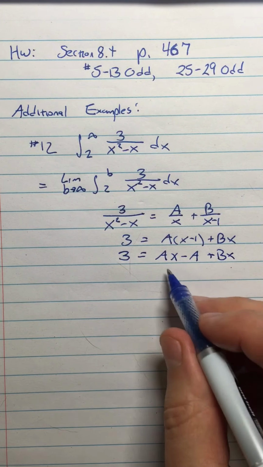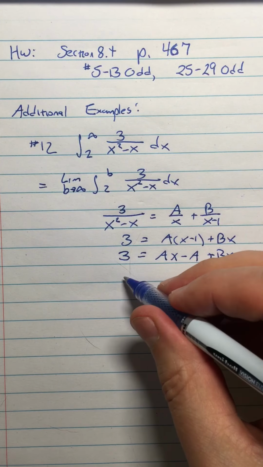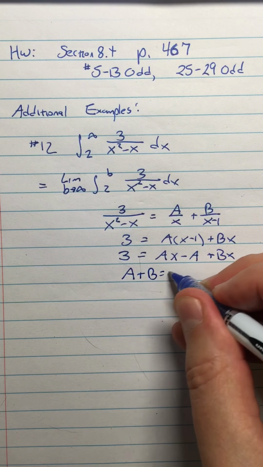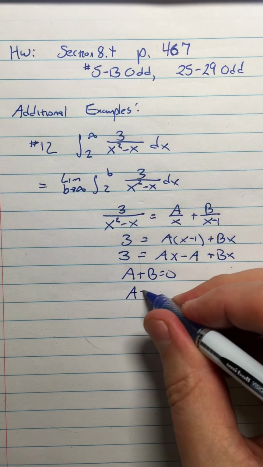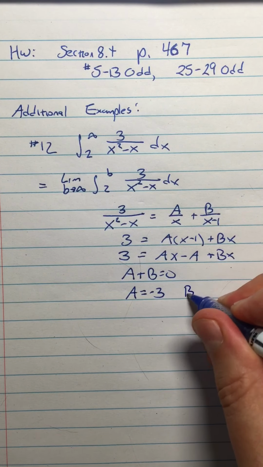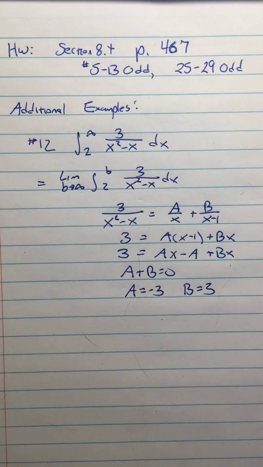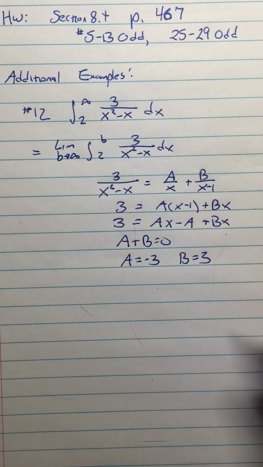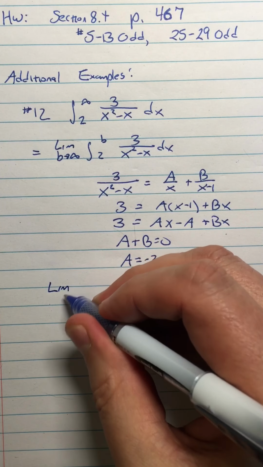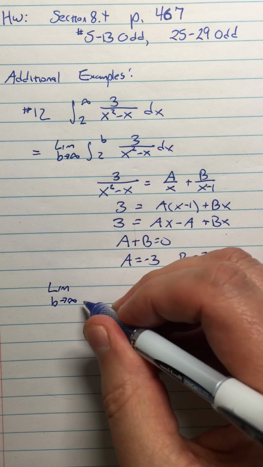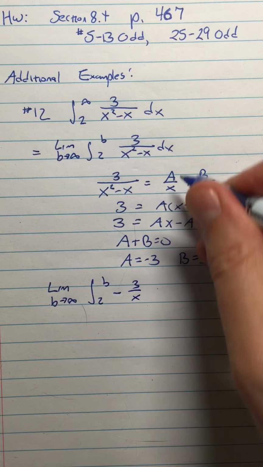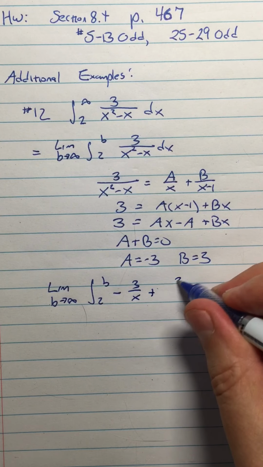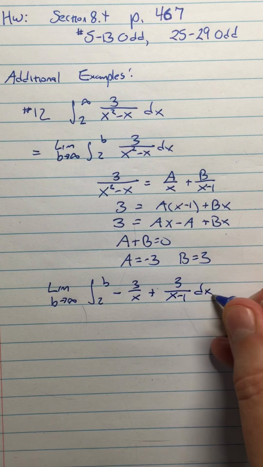So there's no x's over here, so the a and the b, a plus b equals 0 is one equation. And there's only one constant, so it has to equal the 3, so a already equals negative 3, and then from here b equals 3. So that's like a super easy partial fractions. So then we have our original integral, the limit as b approaches infinity of the integral from 2 to b of negative 3 over x, that's the a, plus 3 over x minus 1 dx.